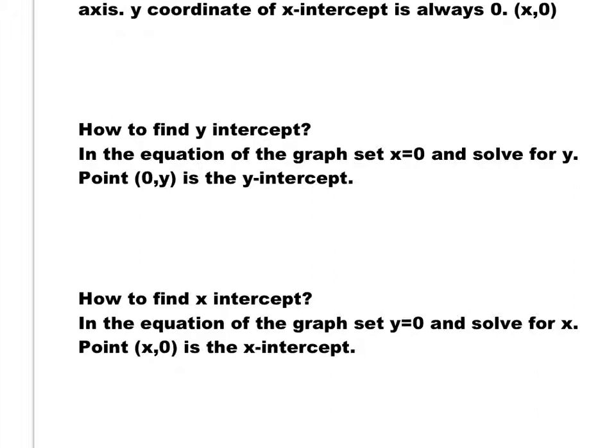To find the x-intercept, what you have to do is set y equal to 0 and find x. Because if you remember, we said that for the x-intercept, y is always 0, so we are going to set y equals 0 in our equation and solve for x, and this is going to be your x-intercept.